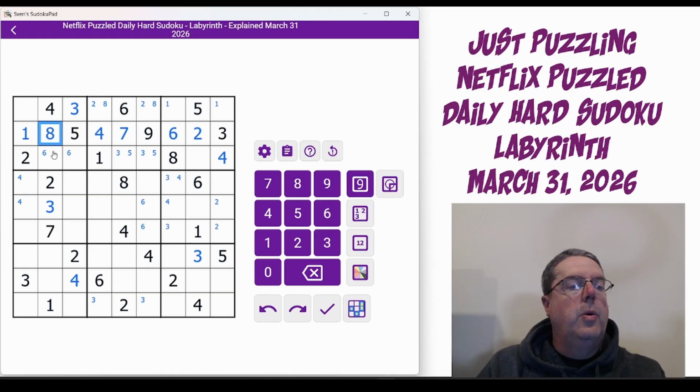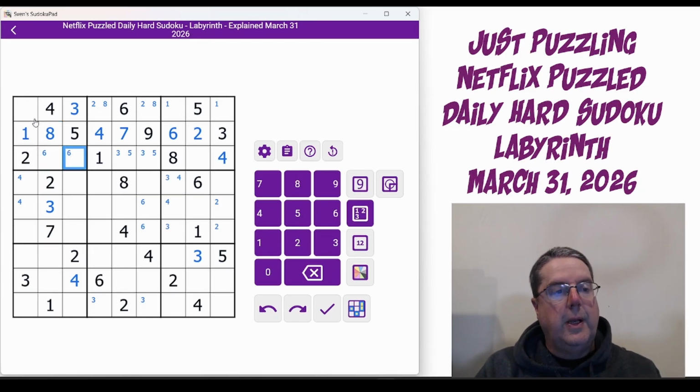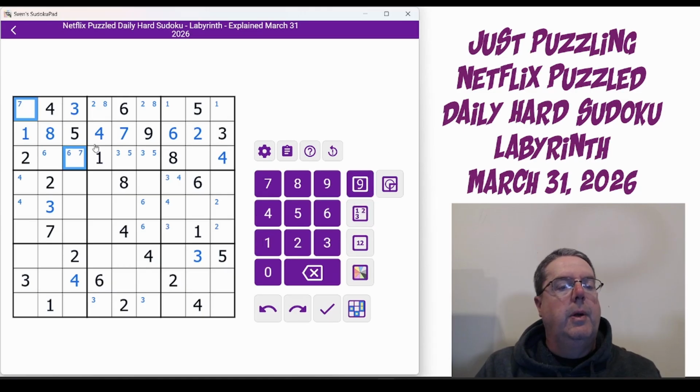So 1, 2, 3, 4, 5, 6, 7, 8, 9. So 7 can't be here, so this is going to be a 7 here, and then 9 can unfortunately be everywhere. Okay, so we won't worry about that at the moment. 7's there, 7's there, 5's there, 3's there, 3's there. 3 can't be here. Okay, so let's focus on this column here.